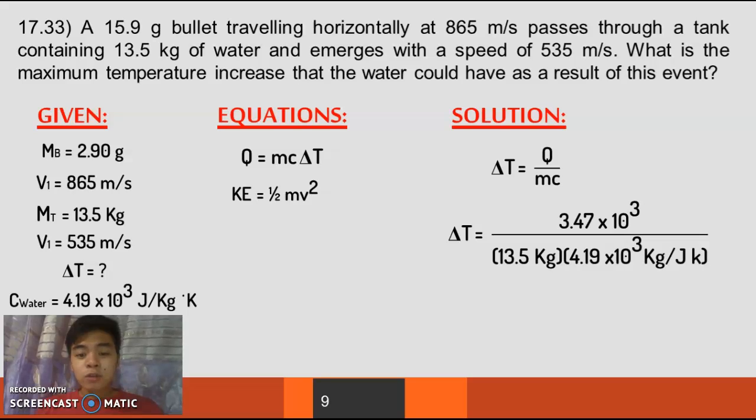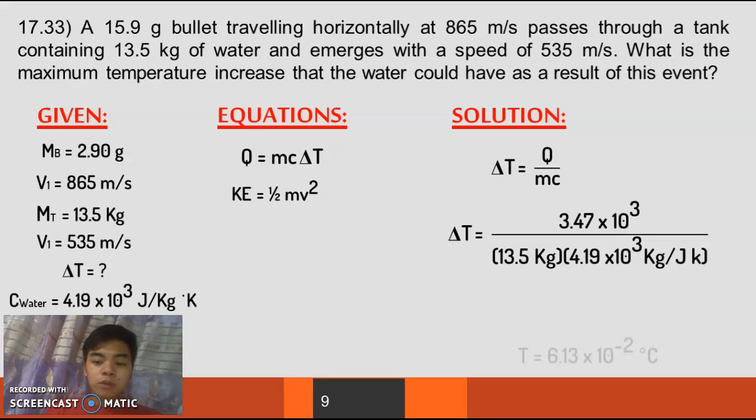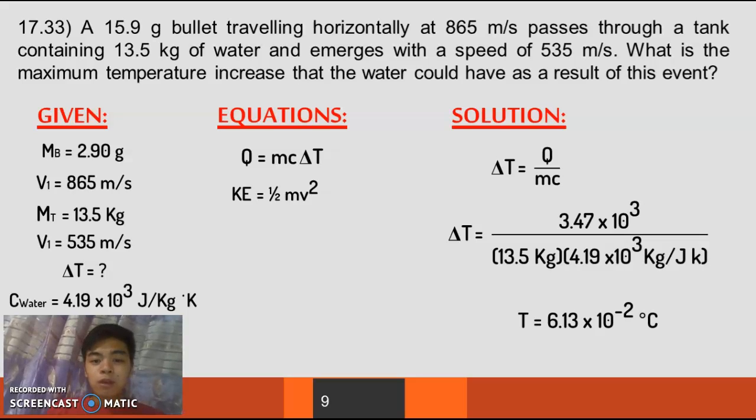So change in temperature is equal to the Q, which we have gotten from before. So 3.47 times 10 to the third power joules all over the mass of 13.5 kilograms, mass of the water in the tank, and our specific heat for water, which is 4.19 times 10 to the third power joule per kilogram Kelvin. We now have the temperature of 6.13 times 10 to the negative 2 degrees Celsius. So this is the maximum temperature increase that the water had as a result of the bullet passing through it. Through the tank, rather.